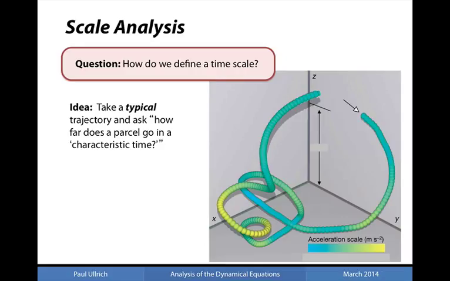However, we do have another notion that may be easier to understand from a particular phenomenon, and that is the velocity associated with typical fluid parcels within that phenomenon. So our idea then, in order to define a time scale associated with a phenomenon, is to say, let's take a typical trajectory and ask how far does a fluid parcel go in a characteristic time.